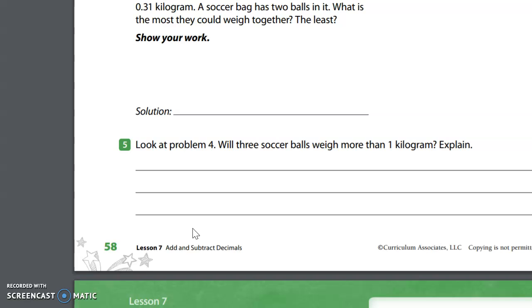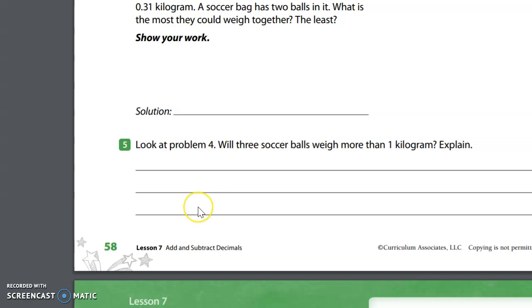So question 5 says, look at problem 4. Will 3 soccer balls weigh more than 1 kilogram? And explain. So then you would take 3,700 and add it together 3 times. And then see if that number rounds up to more than 1 kilogram or not, and then explain. So go ahead and pause the video right here and respond to question number 5.